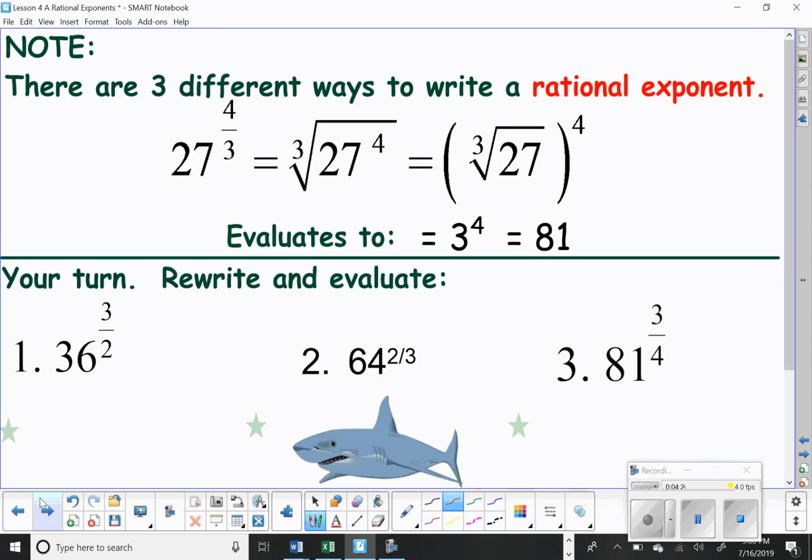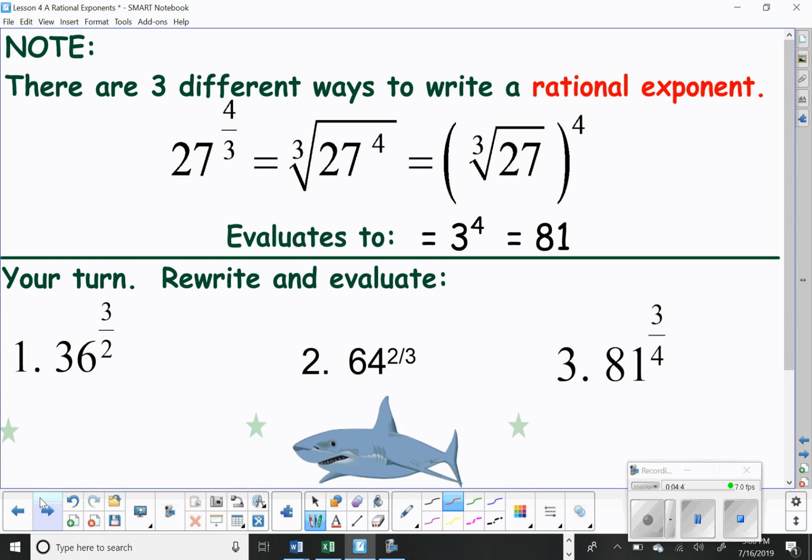Now, there are 3 different ways to write a rational exponent. We can do 27 to the 4/3, the cube root of 27 to the 4th, or the cube root of 27 raised to the 4th power. It all evaluates to 3 to the 4th, or 81.